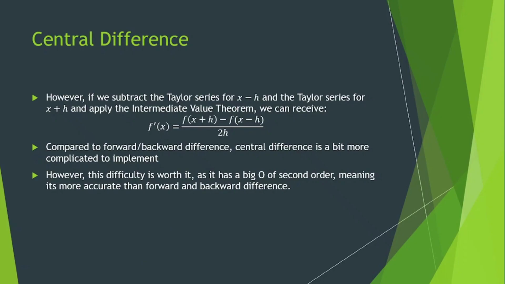The central difference formula uses a point ahead of the point that we are trying to analyze and a point behind it, both an equal distance from our original point, to find the derivative at the point. We get the formula from subtracting the Taylor series for x minus h and x plus h and applying the intermediate value theorem. As you see, compared to the forward and backward difference formulas, central difference is a bit more complicated to implement, but this difficulty is worthwhile, as it means that we have a big O of the second order, making it much more accurate than the forward or backward difference.